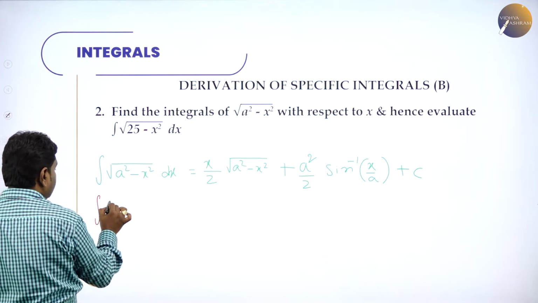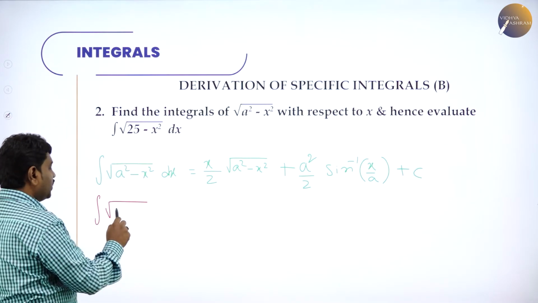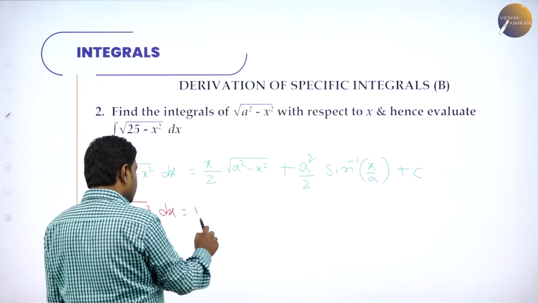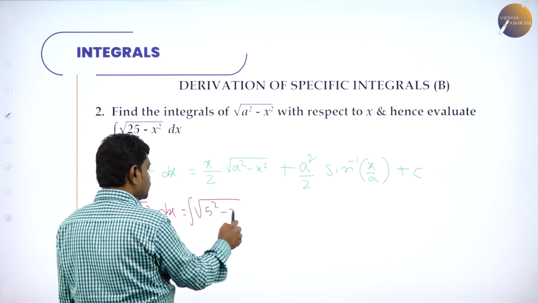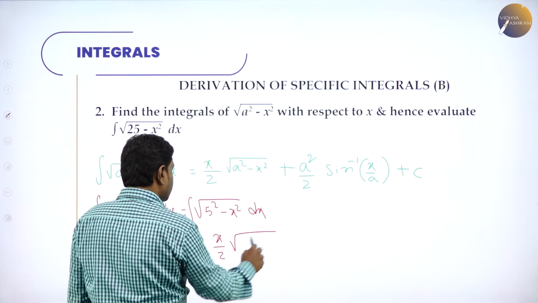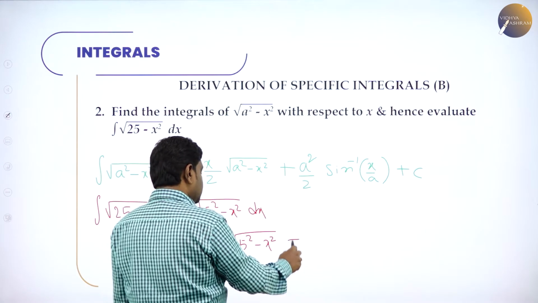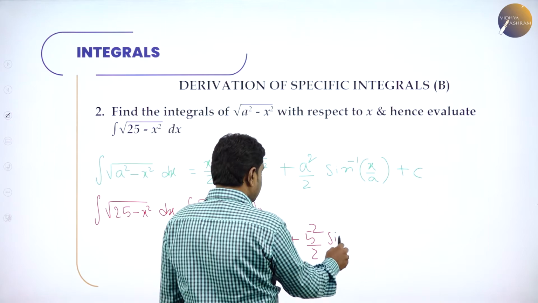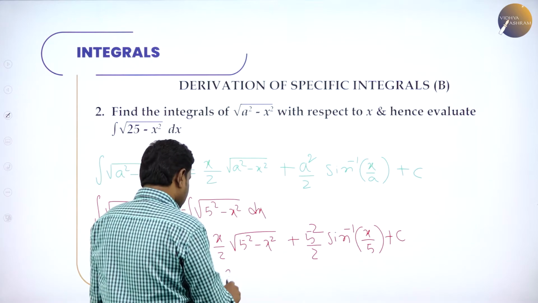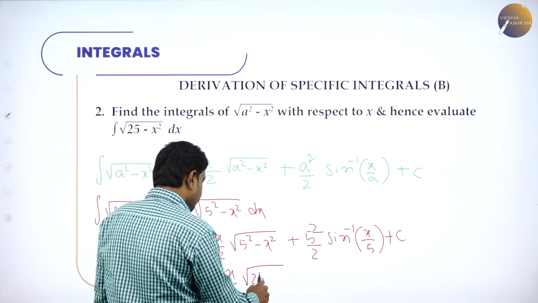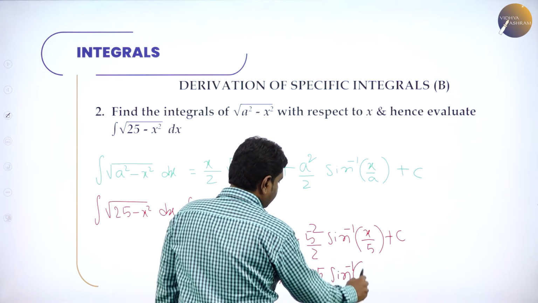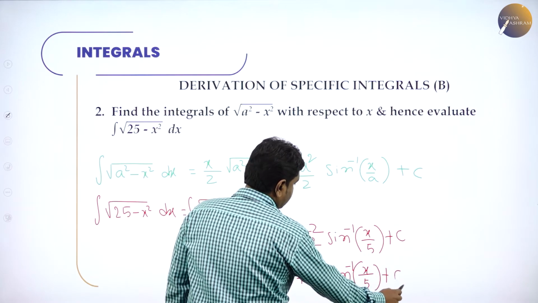They want the integration of root of 25 minus x square dx. Can I write 25 as 5 square? I can write this as the integral of root of 5 square minus x square dx. Then I can use the formula. So the answer is x by 2 root of 5 square minus x square plus a square by 2, 5 square by 2, sin inverse of x by a plus c. That is x by 2 root of 25 minus x square plus 25 by 2 sin inverse of x by 5 plus c. This is the final answer.